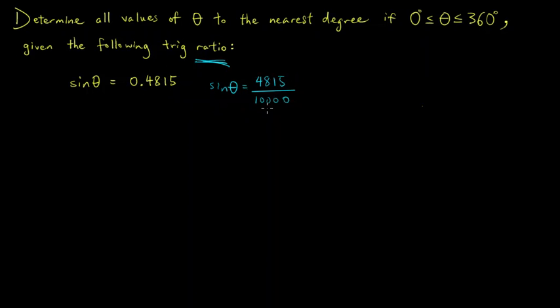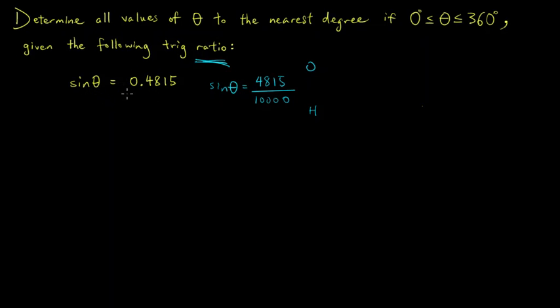And you know that the sine ratio, the sine of an angle, is the opposite over the hypotenuse. So the relationship between the opposite side to this angle over the hypotenuse of the triangle formed is 4815 over 10,000, or 0.4815.